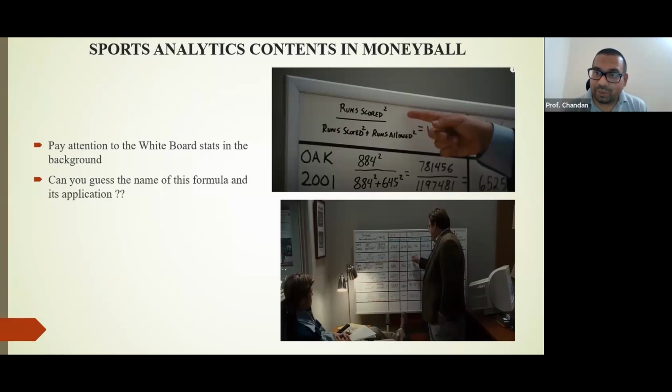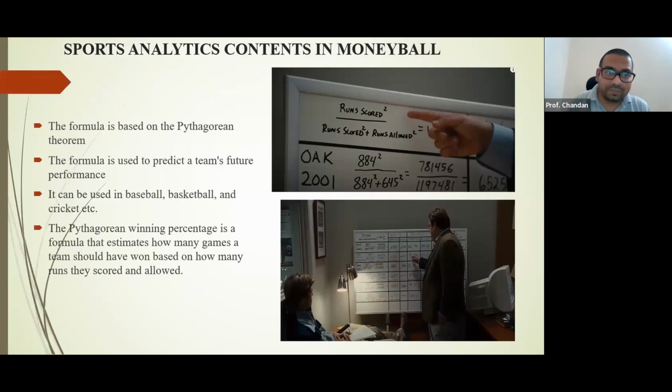We have two images. One we can see on the top side, where they have written a certain formula, and below we can observe the complete whiteboard where they have highlighted various stats and calculations, right? So this formula represents the Pythagorean theorem. What exactly does this formula reflect? It simply predicts a team's future performance or winning percentage.